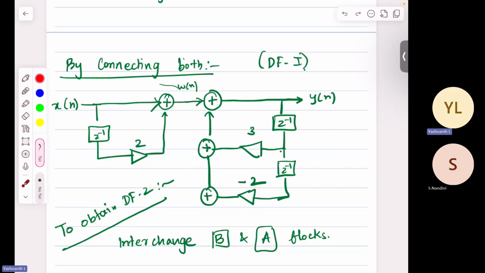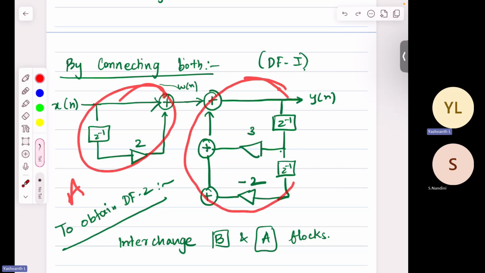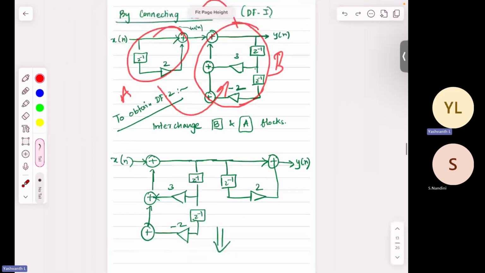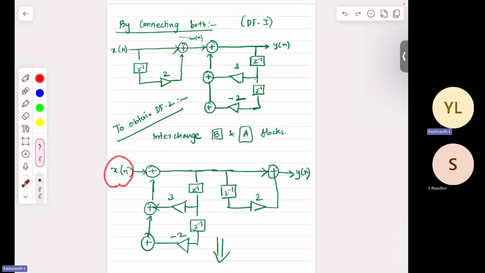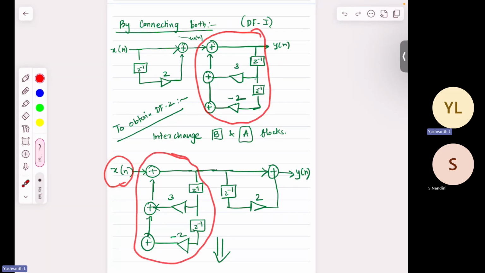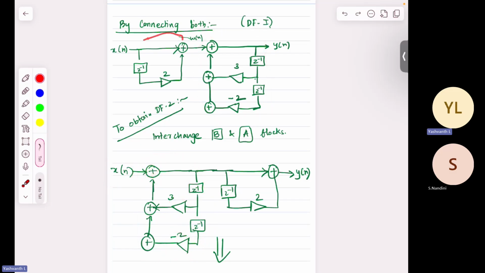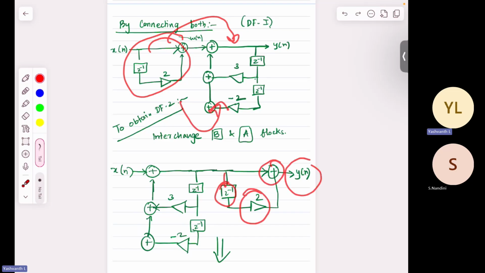Now to obtain the direct form 2 realization, it's simple. This is basically your A block, and this is your B block, right? So you interchange the A and B blocks. So what do you see? I have written that down here, right? First x of n is there, and then you pass it to the B block here. Exactly the same, no difference. The adder is there, plus 3 and minus 2 addition, z inverse, z inverse. Exactly the same. And the A block is now going second. That means just z inverse plus 2 and adder. Okay, just interchange the first and second block.